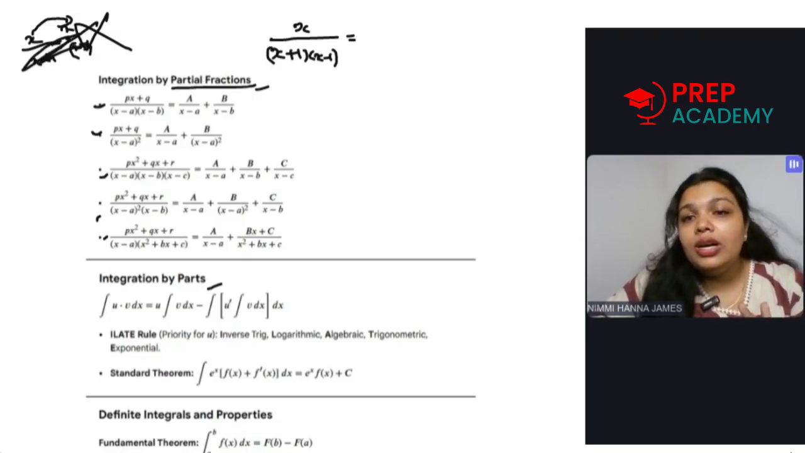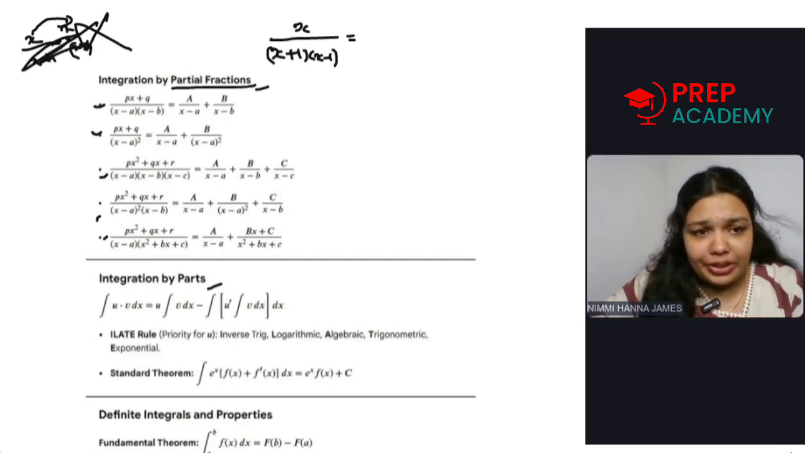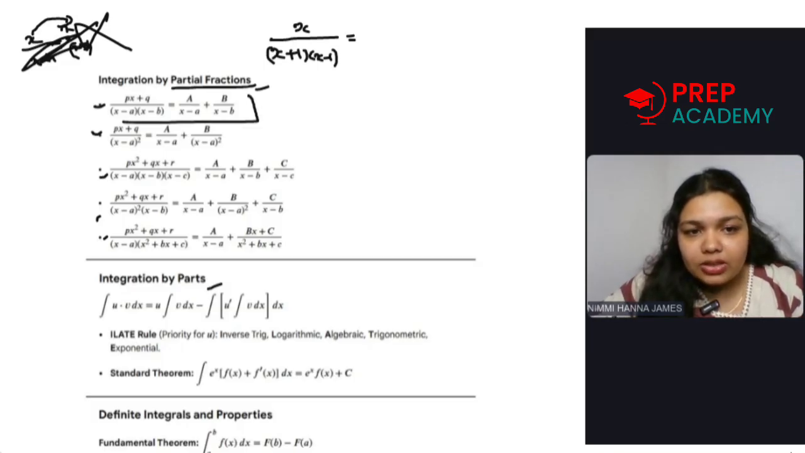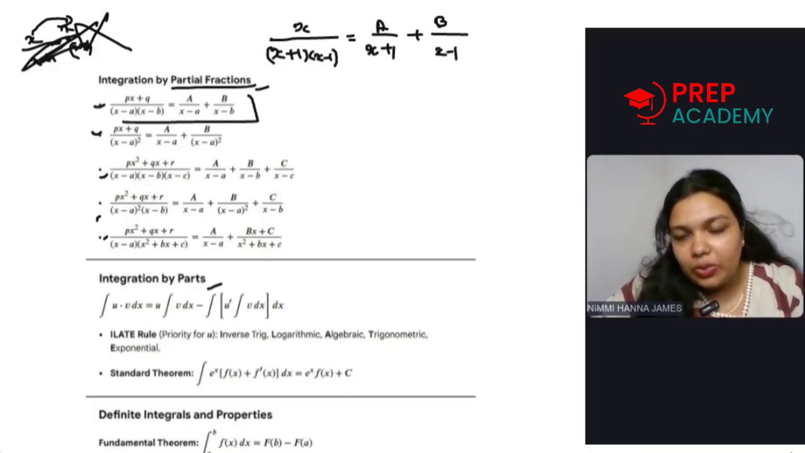So we want to just split the equation. This is the format for this type of question. Here a is any constant. a by x plus 1 is the first factor, and b by x minus 1 is the second factor. So we split the equation.